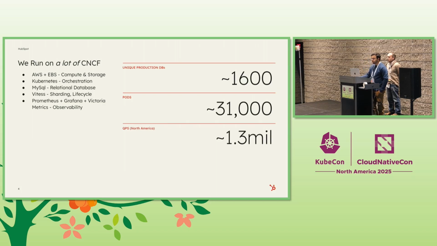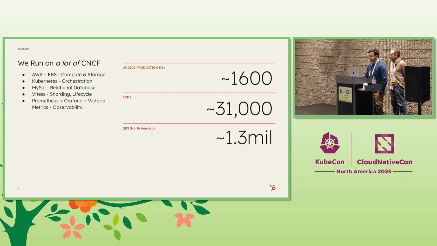Here are a few numbers I want to give you to give you the sense of the scale that we are dealing with, and we use a lot of CNCF, as you can see. We've got AWS and EBS handling the compute and storage, and then we have Kubernetes orchestrating basically everything, and we use some Kubernetes operators. We have built a few operators in-house. There are operators provided by Vitess, and so we have MySQL running under Vitess.